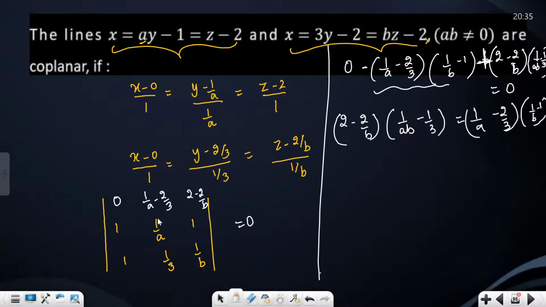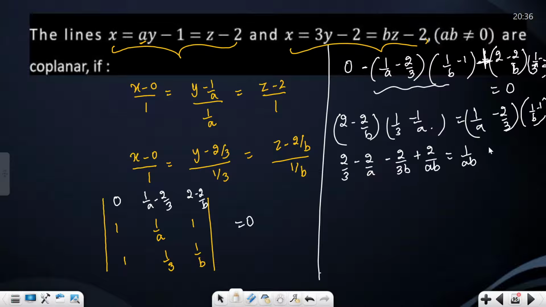One more time, let me check this. So 1 by 3 minus 1 by a. Hold on, this is 1 by 3 minus 1. Yeah, now it's correct. Okay, now it's correct. Hmm, 1 by 3 minus 1 by a. Yes, correct. Now 2 by 3 minus 2 by a minus 2 by 3b plus 2 by ab is equal to 1 by ab minus, this is going to become 1 by a minus 2 by 3b minus 1 by a, correct?